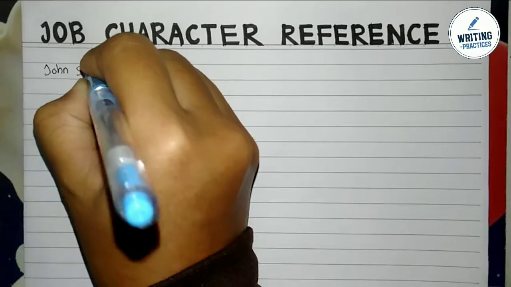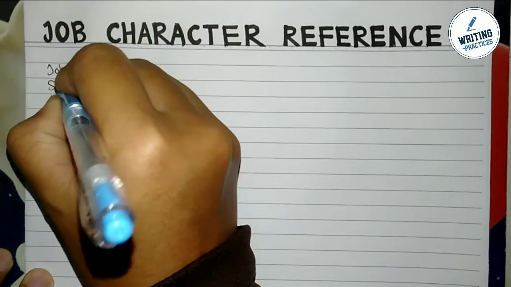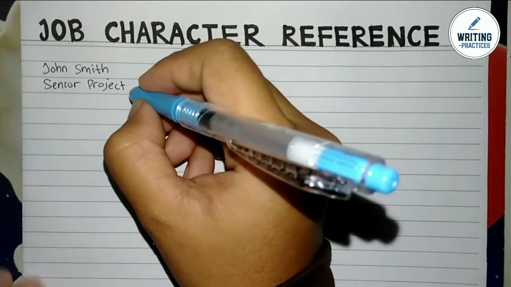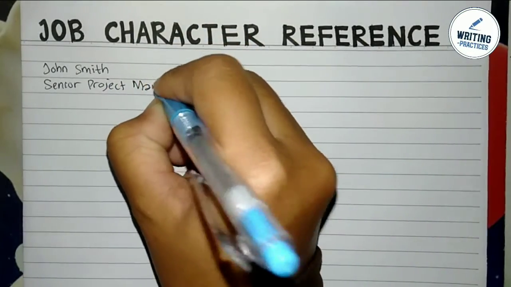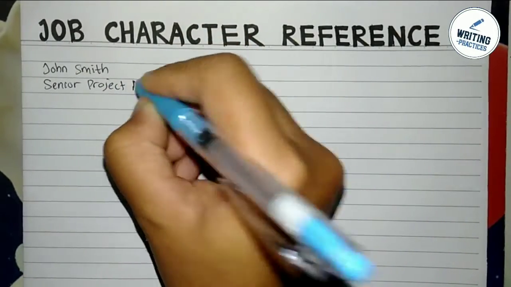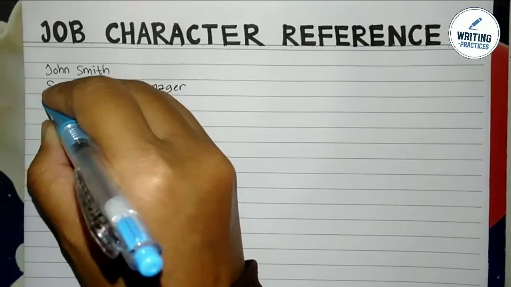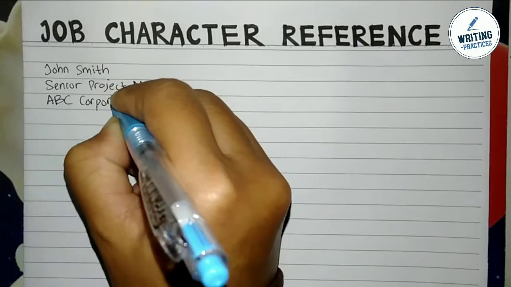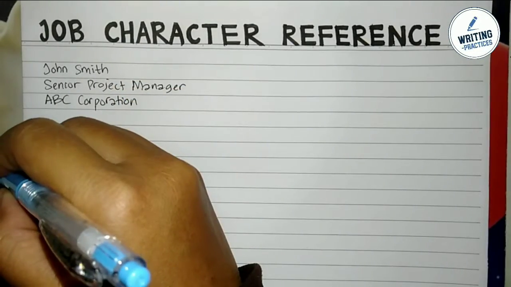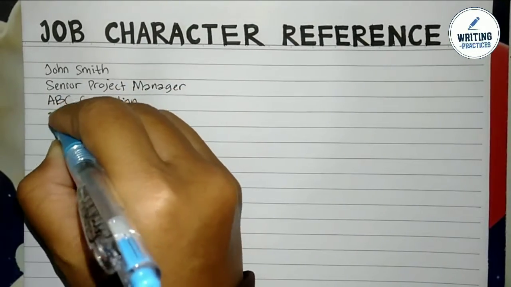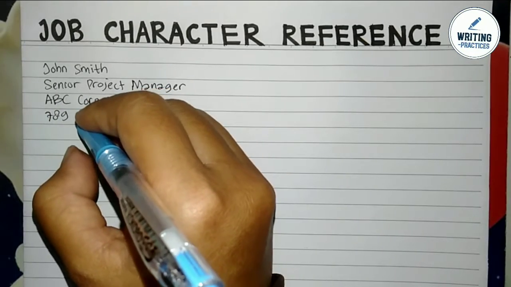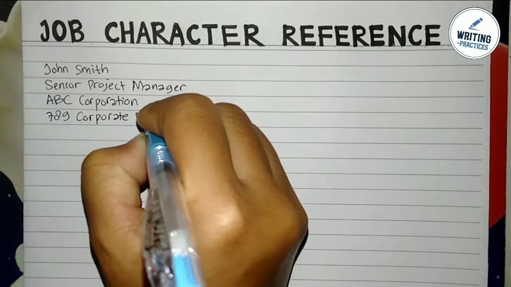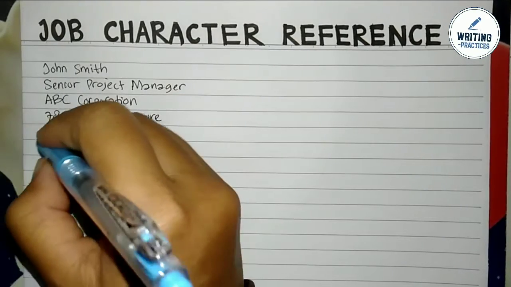Today we are going to learn how to write a job character reference letter step by step. What is a job character reference letter? A job character reference letter is a written endorsement provided by an individual, typically a former employer, colleague, or professional mentor, attesting to a job applicant's character, work ethic, and professional abilities. This letter is used to support a candidate's job application, providing insight into their personal qualities and suitability for a specific role or organization. Here Writing Practices will show you how to write a job character reference letter step by step.